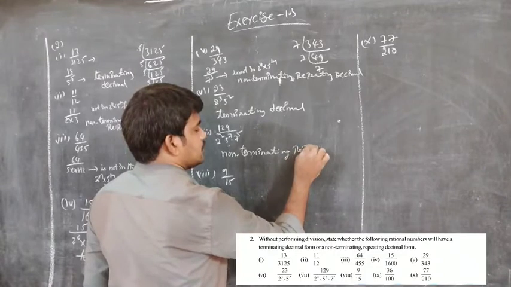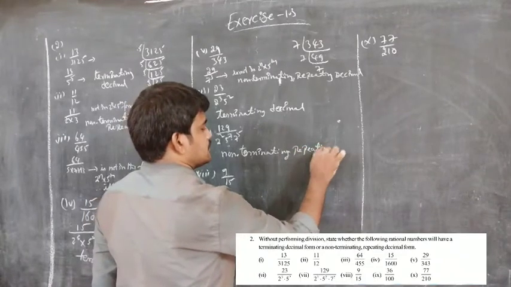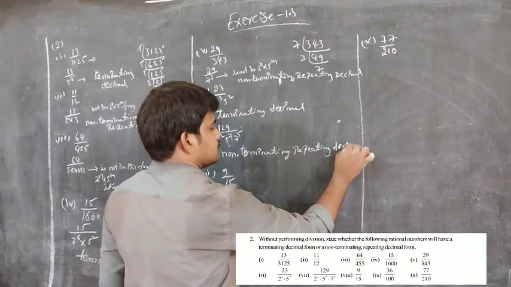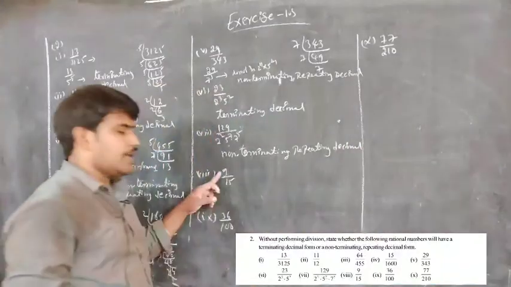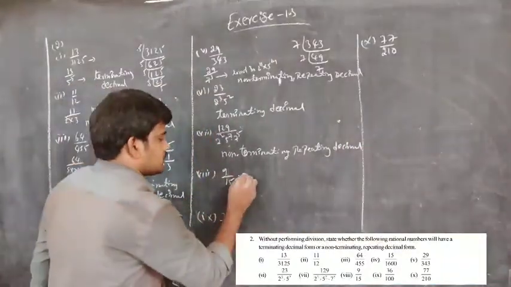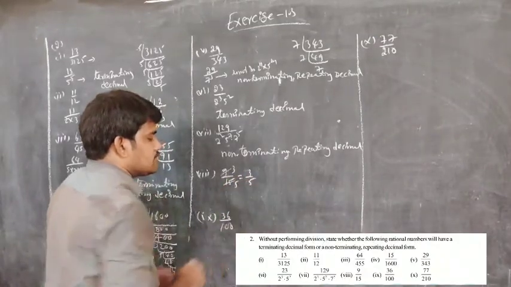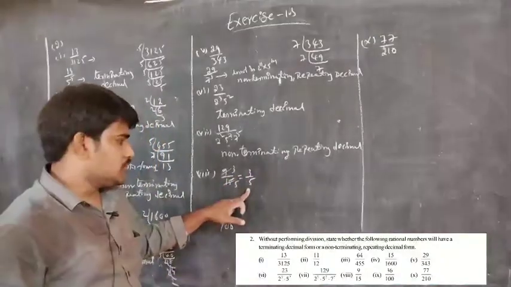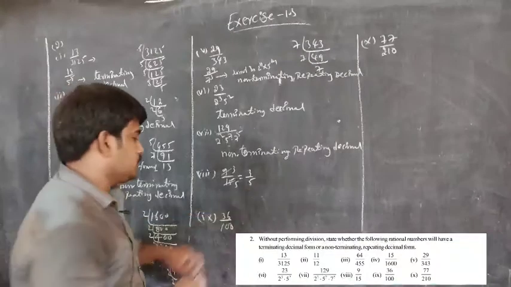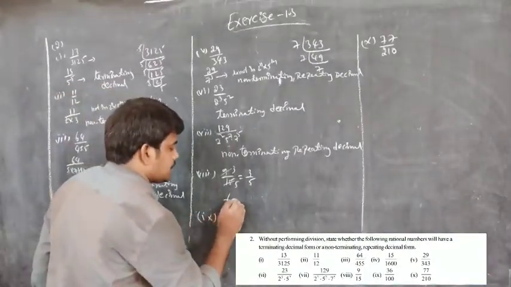Repeating decimal. Next one, 9 by 15. Cancelling 3 times 3 and 3 times 5 gives 3 by 5, so this has only 5 in the denominator. This is in the form of 2 power n 5 power m, so it is a terminating decimal.